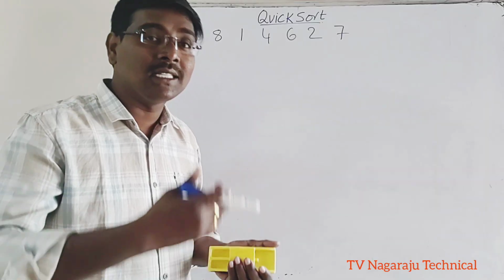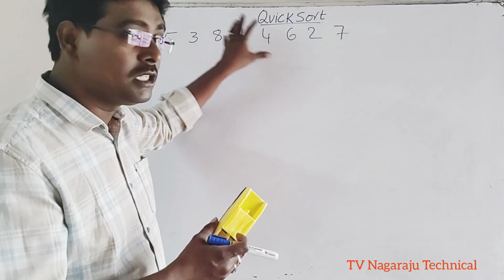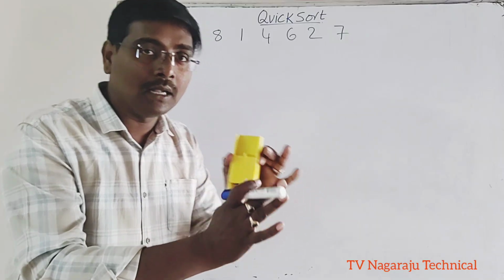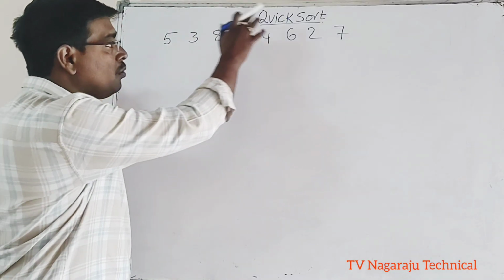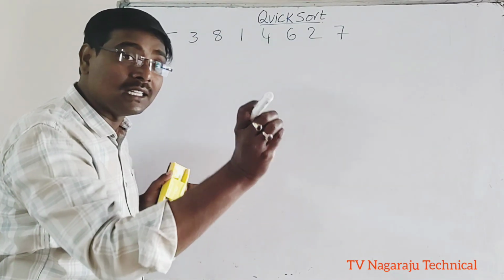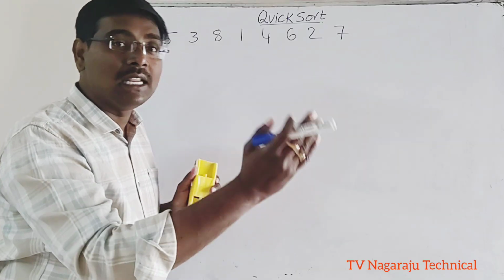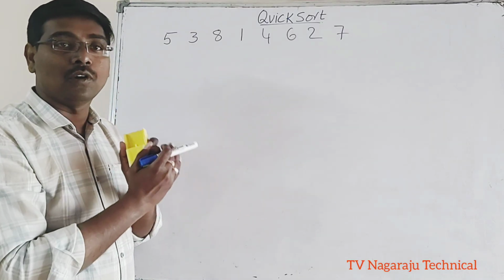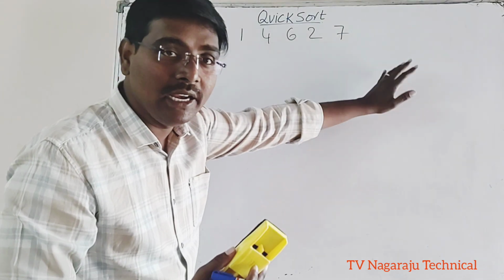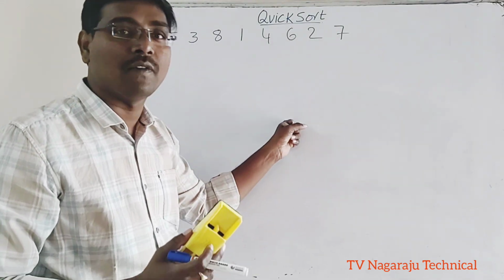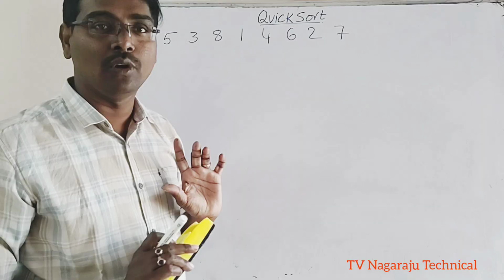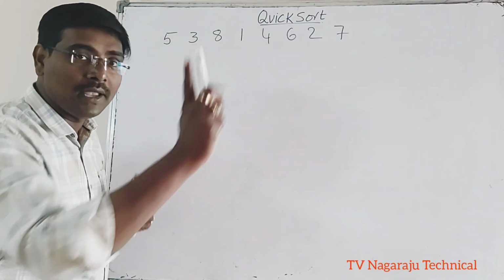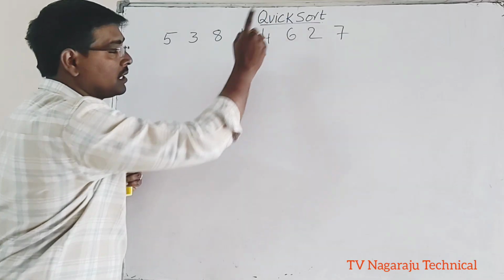Our aim is to compare the elements with the pivot such that after one pass the pivot is moved to one position such that the elements on the left side of the pivot are less than the pivot value and the right side are greater than the pivot value. That is the condition you need to follow. Now I will explain this example along with the logic of Quicksort.